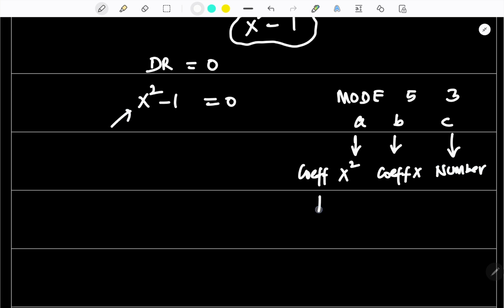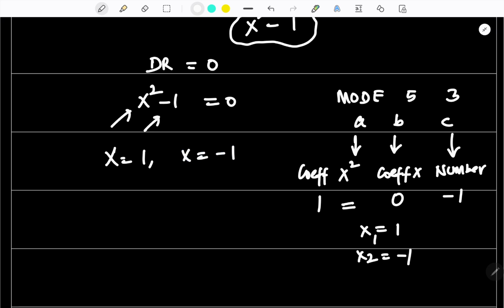Okay, right. So what is A? Coefficient of x square? 1. What is coefficient of x? There is no coefficient of x. 0. So number is what? 1. Come on. Put the calculator. 1 equal 0 equal minus 1 equal. So you will get x1 is equal to plus 1 and you will get x2 is equal to minus 1. Are you getting? Right. So x is equal to 1 and x is equal to minus 1.